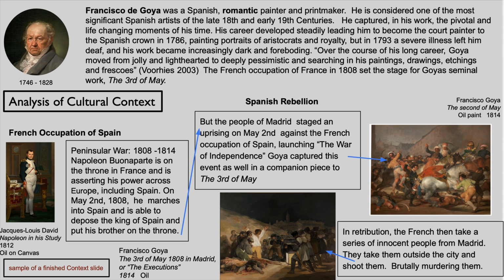Now we go to the bottom. In retribution, the French then take a series of innocent people from Madrid. They take them outside the city and shoot them, brutally murdering them. Okay, I have now given the examiner a sense of what was going on in the larger world. I have a little bit about the artist's world and then the larger world. But this piece is so significant that my research told me I can't get all of this on one slide. I'm going to go to a second.